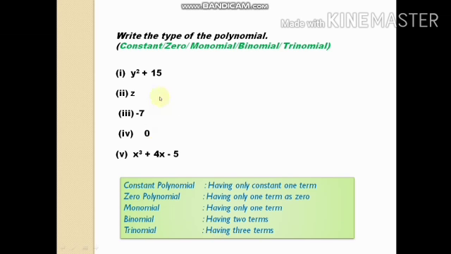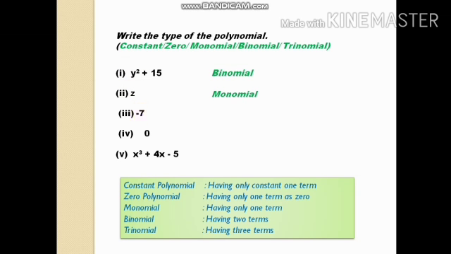So let's find out which type of these polynomials are. As you can see here, student, there are two terms in this first part, y square plus 15. So it is a binomial. In this second part, only a single term is there. So it is a monomial.